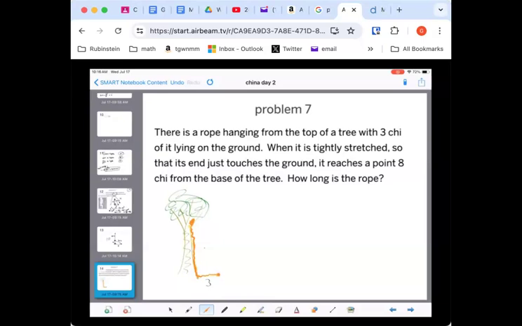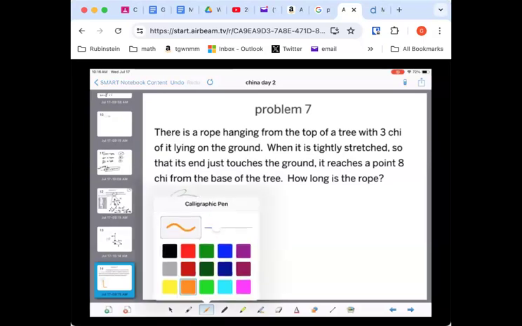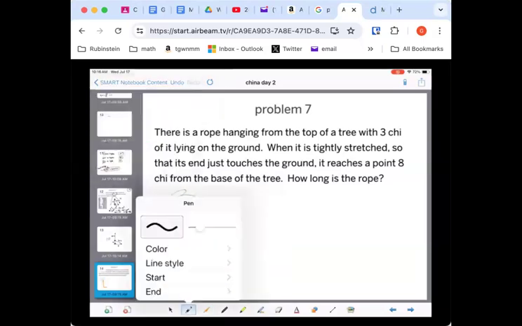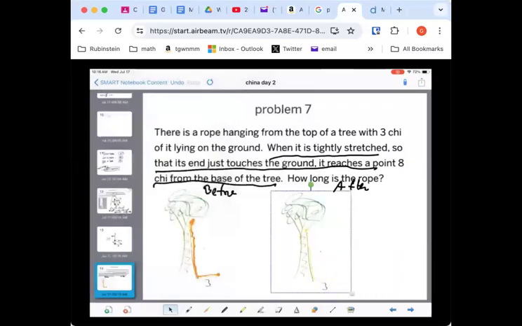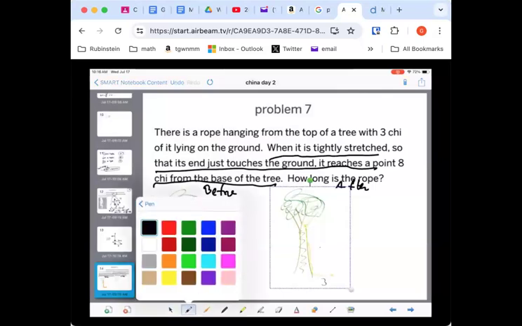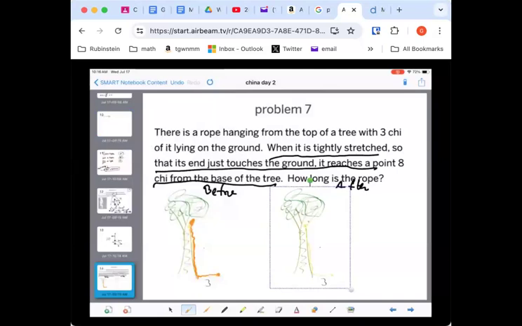Then they say, when it is tightly stretched so that its end just touches the ground, it reaches a point 8 chi from the base of the tree. So this is before. And hold on, let me make a copy of this. And after, what happens is that the rope is no longer on the ground, but it's stretched out.